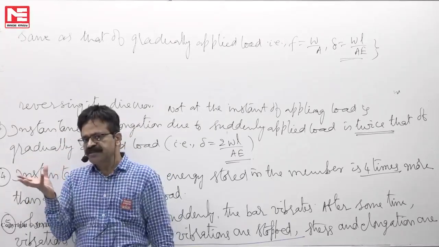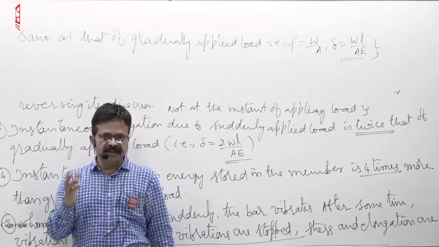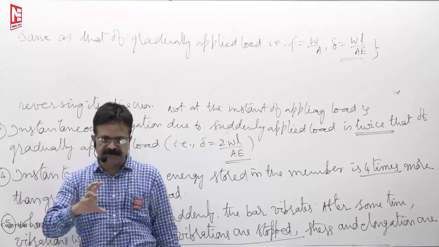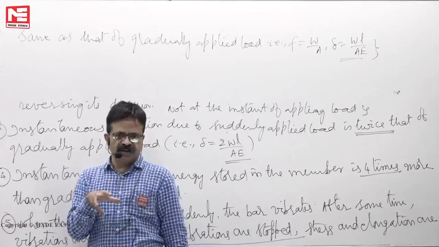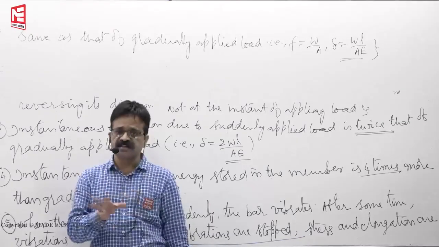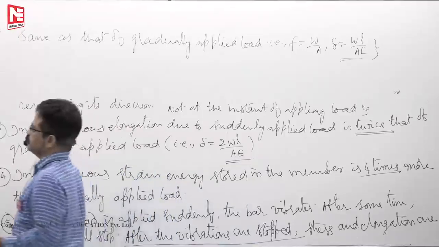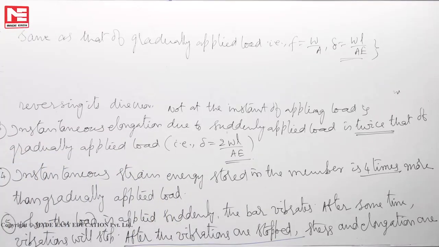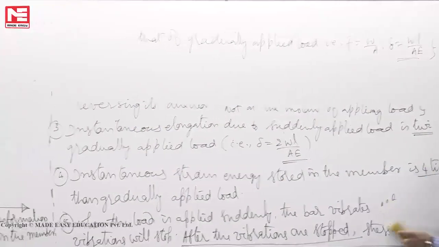But if you drop the same weight W from some height, say H, then before striking the member, the weight will have some velocity. If it strikes with some velocity, then we call it not a suddenly applied load, we call it impact. Now that fourth point we will see: impact loads, how the expressions change.